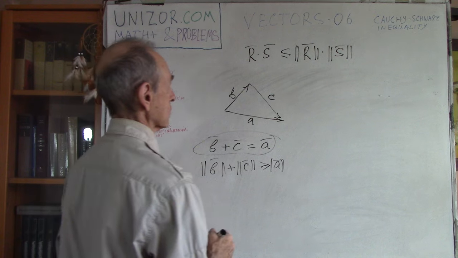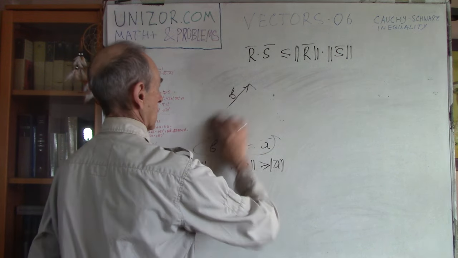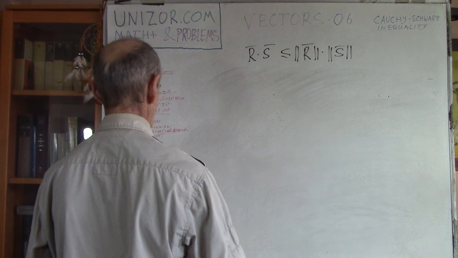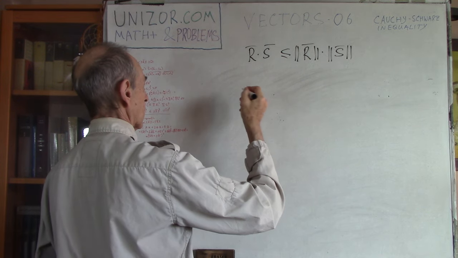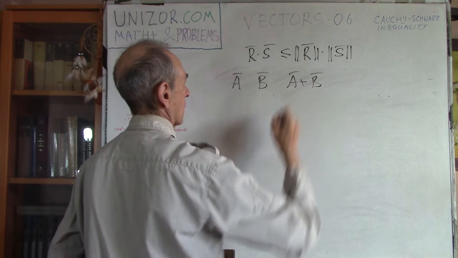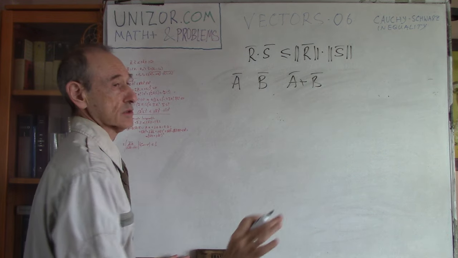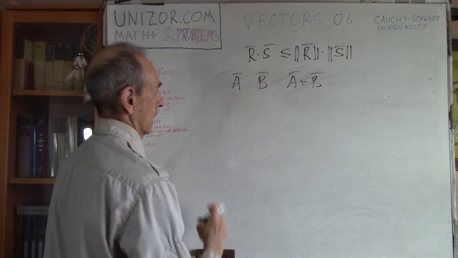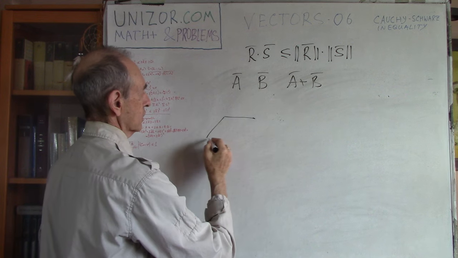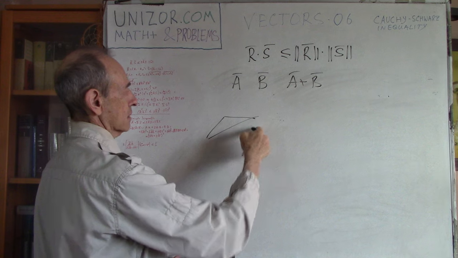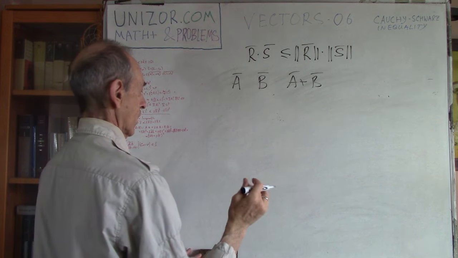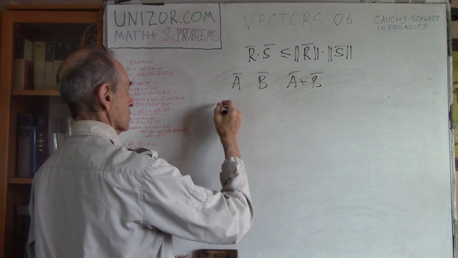Fine. So let's go into our case. Let's try to prove this in our case. Let's say you have vector A, vector B, and vector A plus B. So this is a triangle. Vectors A and B can be any, because whenever there are any vectors, I put one to another and then draw from the beginning of the first to the end of the second, my A plus B. Now from this, I would like to prove this triangle inequality.